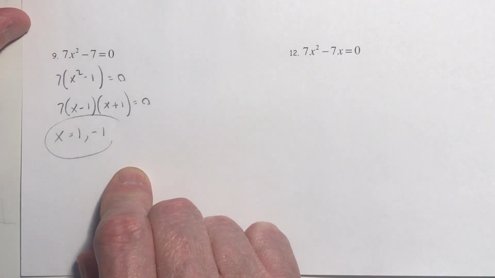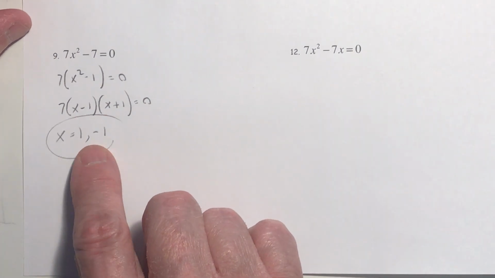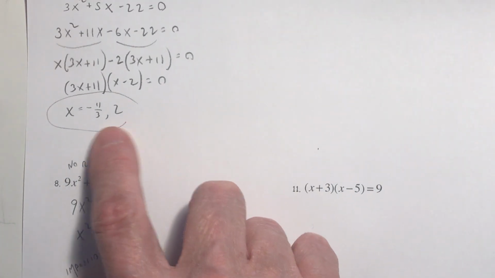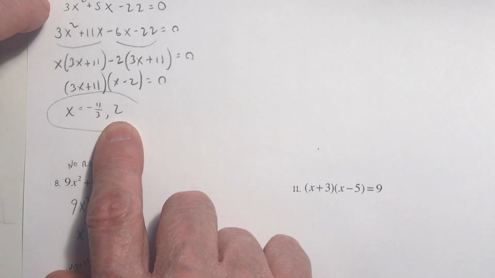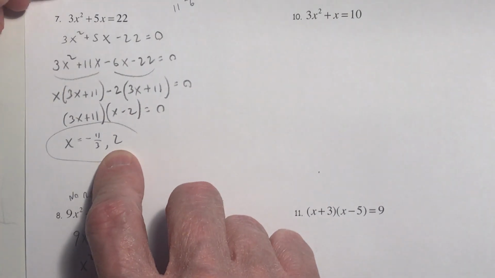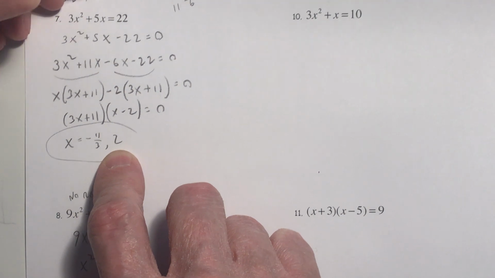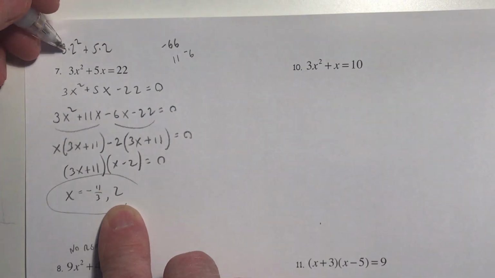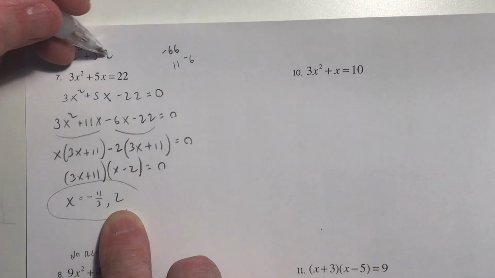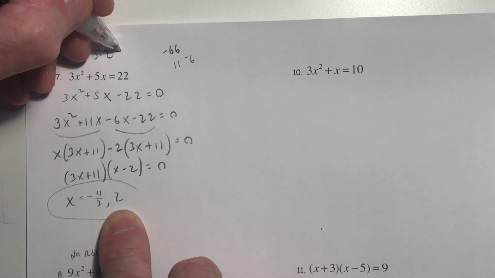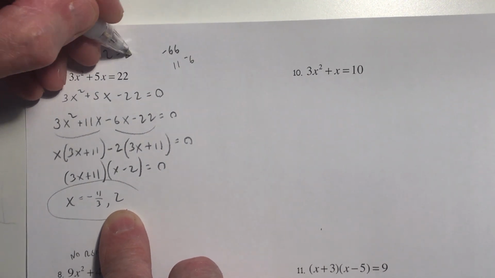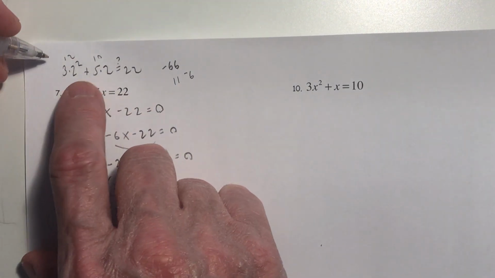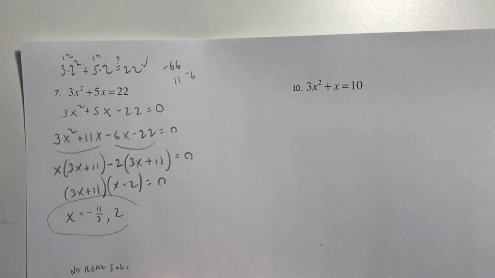And of course, and I haven't mentioned this, for any of these, you can take your solutions, plug them back in the original, and you'll see that they work. Plug in, I don't want to plug that in. Plug in a 2 right here. 3 times 2 squared plus 5 times 2. Oh, am I off the camera? Sorry. 3 times 2 squared plus 5 times 2. Does that really equal 22? That's 3 times 4 would be 12. 5 times 2 would be 10. 12 plus 10. You see, it does work.